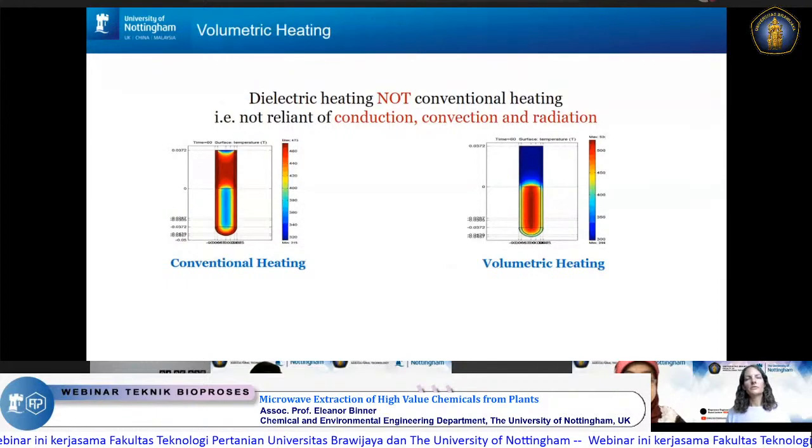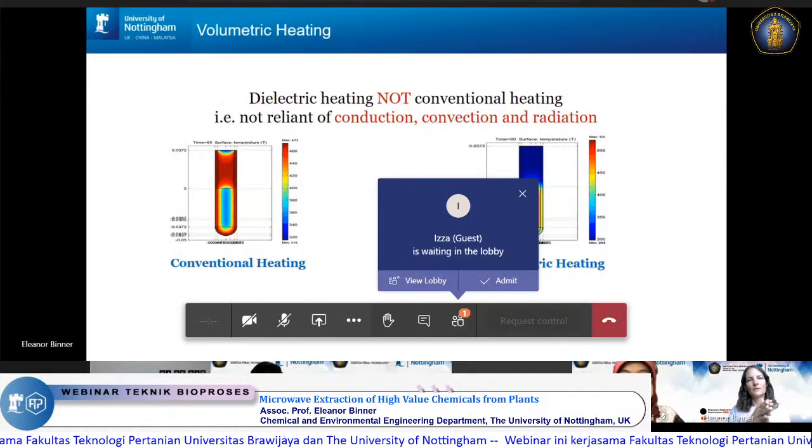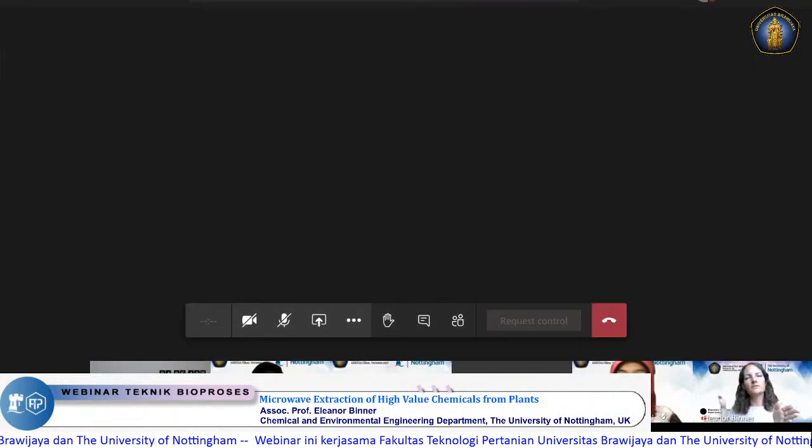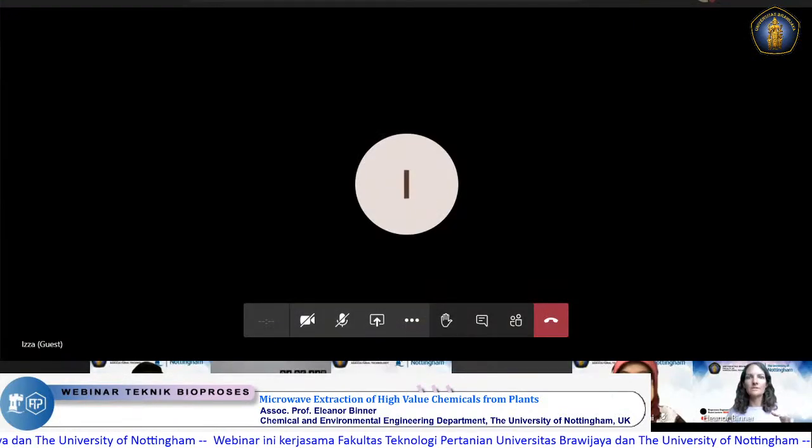I mentioned before there are really two mechanisms that arise from microwave heating. The first one is volumetric heating, which means that as opposed to conventional heating, where we take a material, we heat the outside, and then we have to rely usually on conductive heating if we're talking about a biomass.